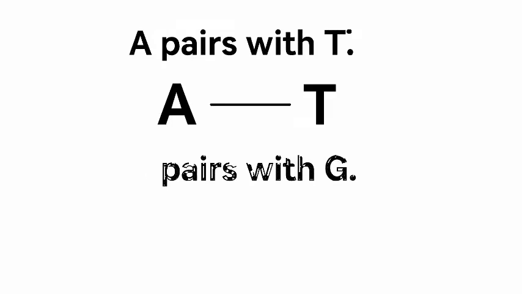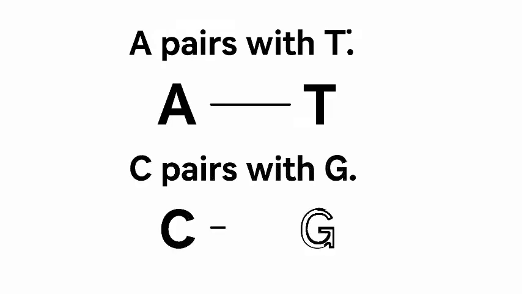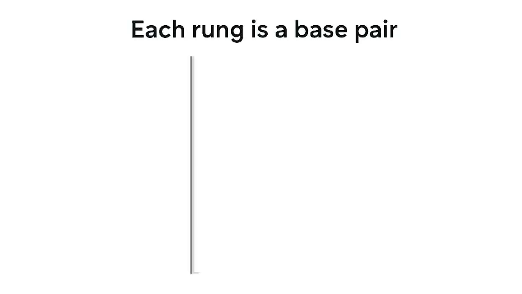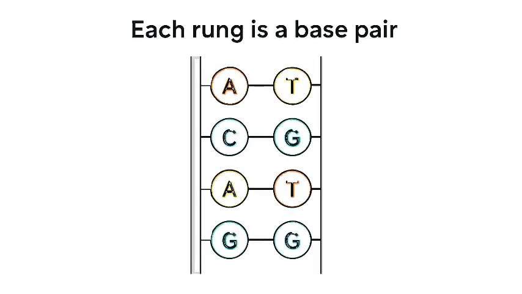A always pairs with T. C always pairs with G. No other combinations. Each step of the ladder is a pair of these letters, held together in the middle. One letter on one side, its partner on the other side.